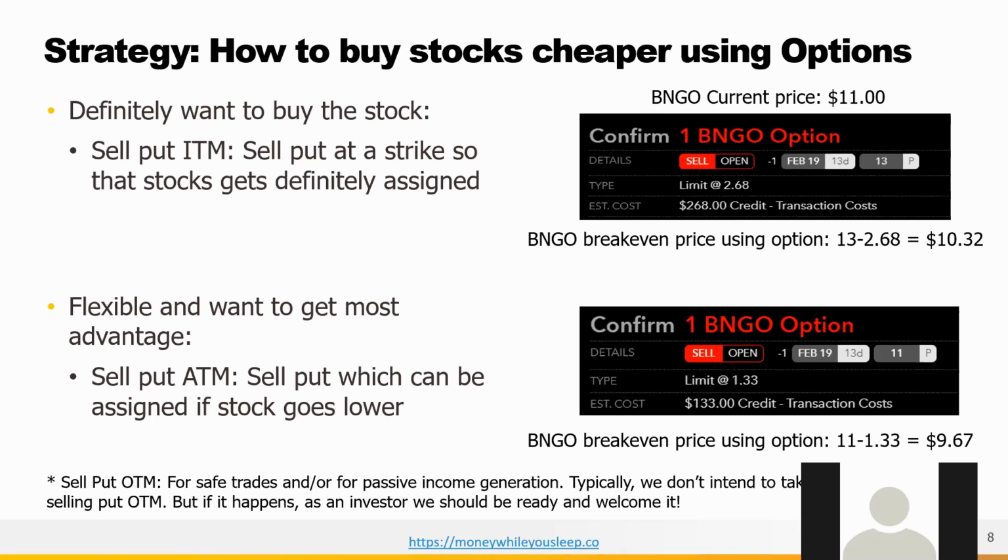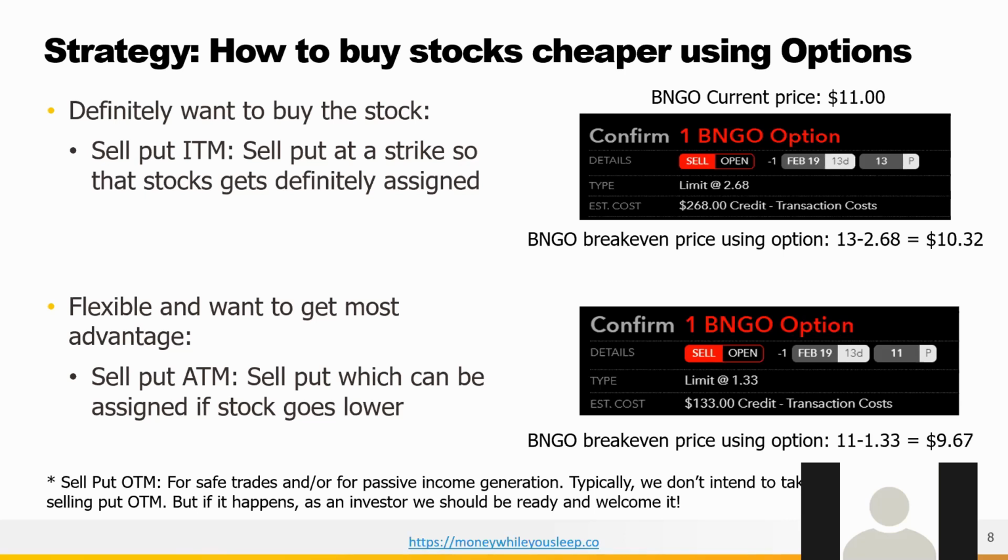Yeah, if it goes to 15 on Feb 19th, right? Then you will get $2.68. Then you are not getting stocks. Okay, so I'll only get the premium and I won't have any option to buy the stock. No.